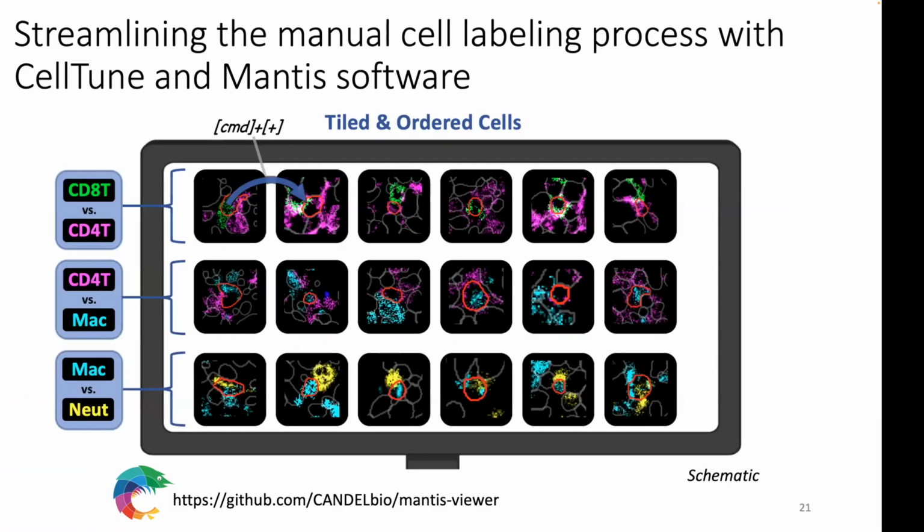We also streamlined this by ordering the different cells that we're going to label by their confusions. So if we have CD8 T and CD4 T confusions, we order those all and look at them at the same time. We just go through a bunch of those in a row and don't have to spend a lot of time changing which proteins are visible, which is another thing that you spend a lot of time on: changing the markers that you need to see.